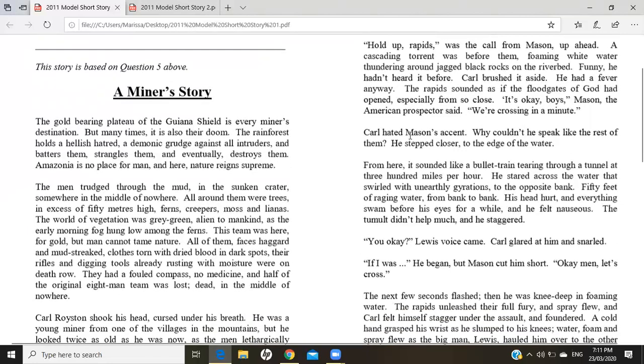So Carl hated Mason's accent. Why couldn't he speak like the rest of them? He stepped closer to the edge of the water. From here, it sounded like a bullet train tearing through a tunnel at 300 miles per hour. He stared across the water that swirled with unearthly gyrations to the opposite bank. 50 feet of raging water from bank to bank. His head hurt, and everything swam before his eyes for a while, and he felt nauseous. The tumult didn't help much, and he staggered.